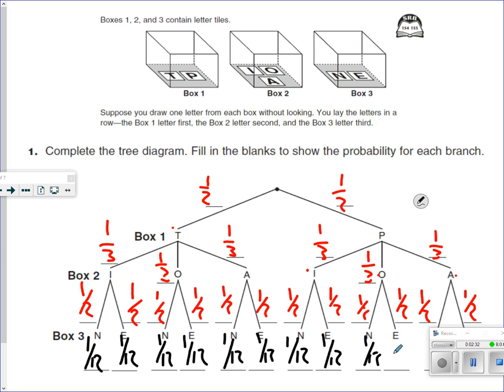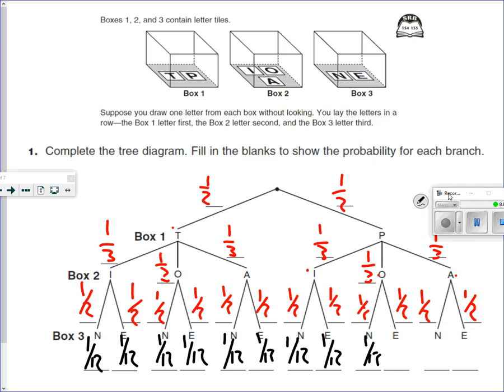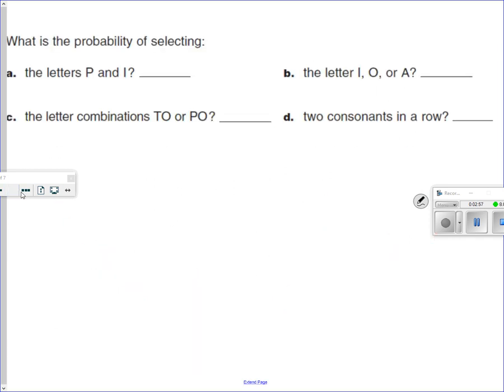Perfect. 1/12, 1/12, 1/12. Now we're going to be referring back to this table here. The possibility of having a T, an I, and an N is a 1/12 chance because there are 1, 2, 3, 4, 5, 6, 7, 8, 9, 10, 11, 12 options. So there are possibilities of getting all these. Okay, let's move on to the next page.